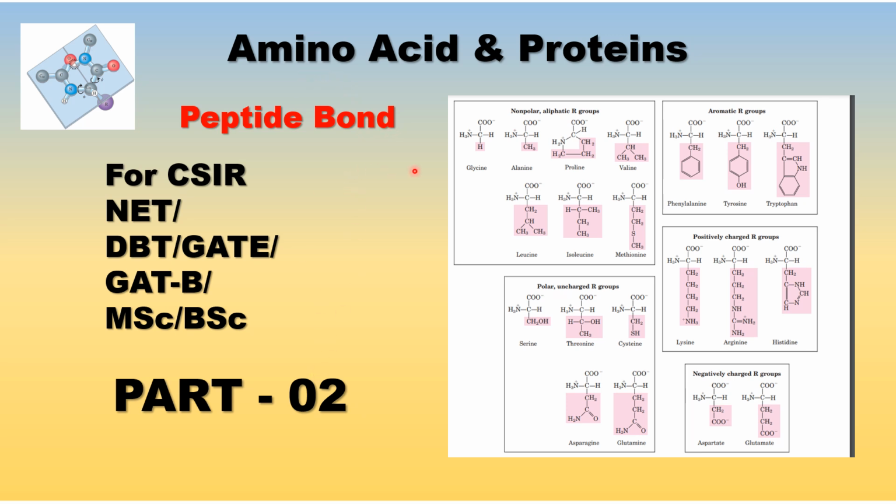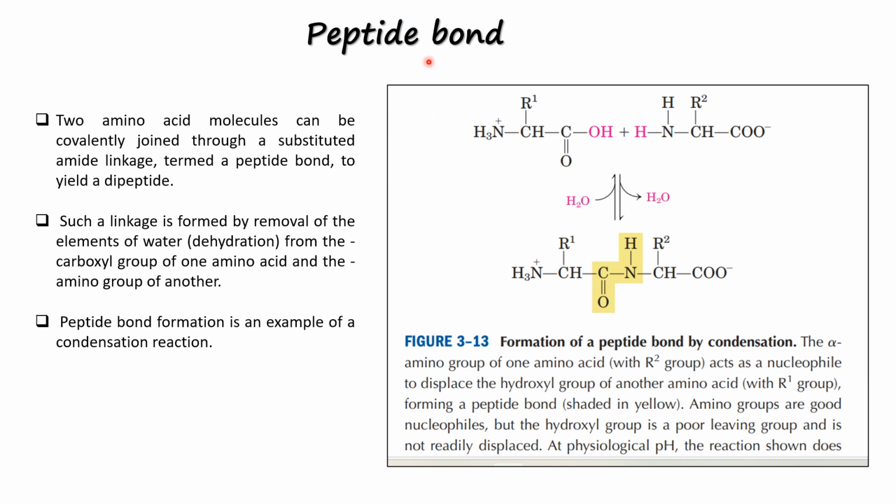In the first part, we discussed all the amino acids and their properties, and the types of amino acids, like non-polar aliphatic R group, aromatic, polar and uncharged group, positively charged amino acids, and negatively charged amino acids. The next topic is the peptide bond.